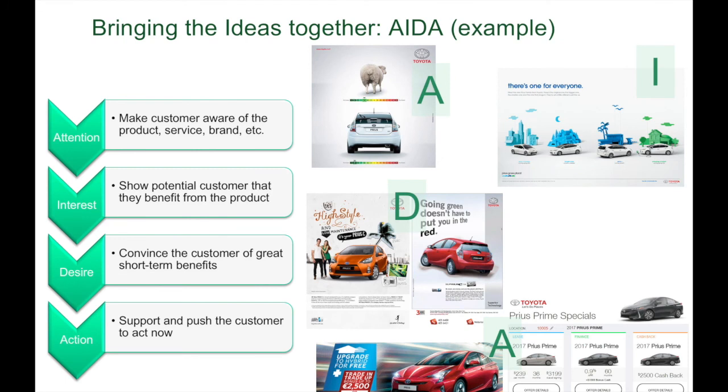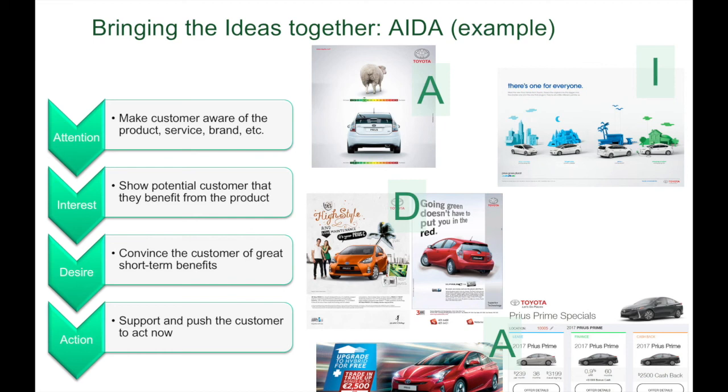Now, let's bring all these ideas together. And in marketing, we are using a concept that we call AIDA. Now I'm going to walk you through an example of AIDA. So on the left-hand side, AIDA is explained. It's A for attention, I for interest, D for desire, and A for action. So the idea is that every customer must go through these 4 steps.